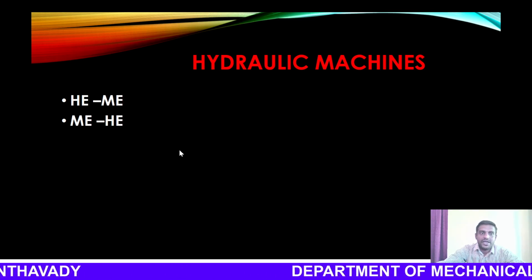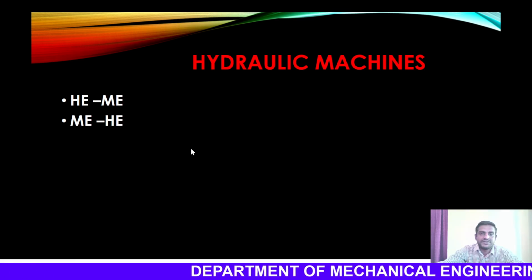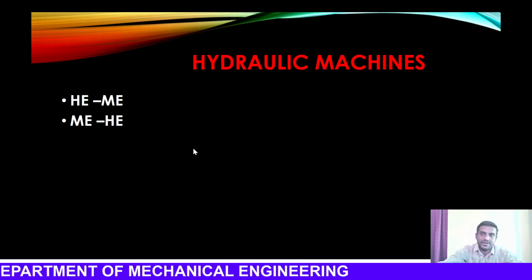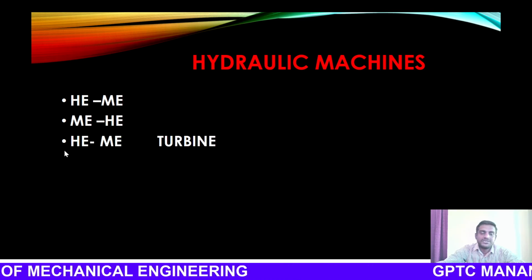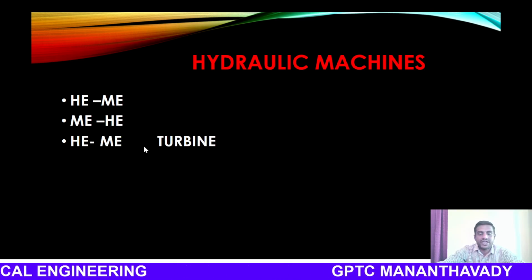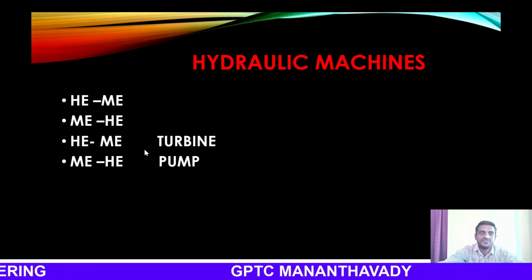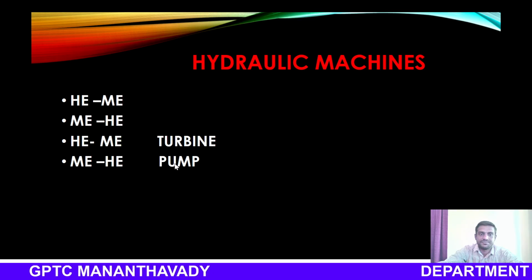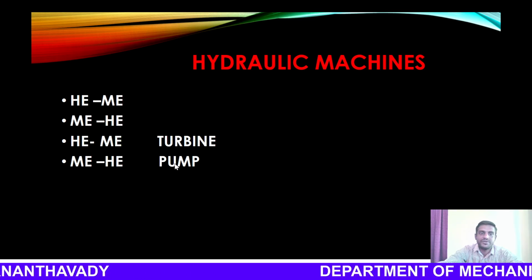Based on the conversion, we can classify the hydraulic machines into two types: hydraulic turbines and hydraulic pumps. The machines that convert hydraulic energy into mechanical energy are known as turbines, and those which convert mechanical energy into hydraulic energy are known as pumps. So in this module, we are discussing the hydraulic turbines.